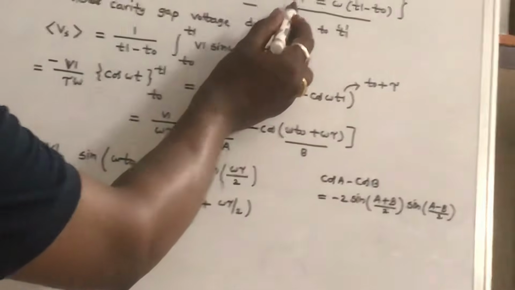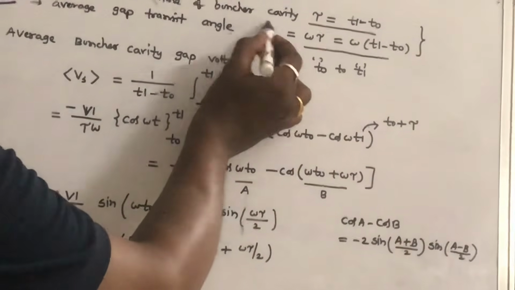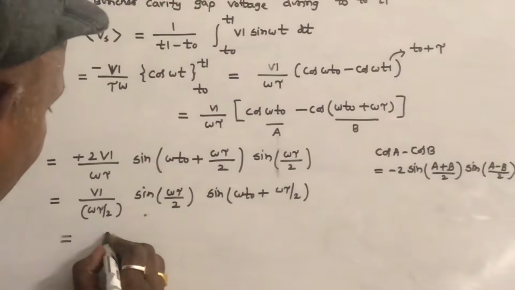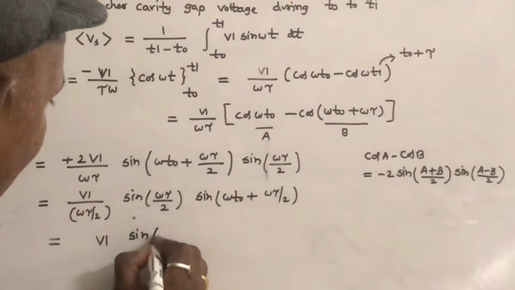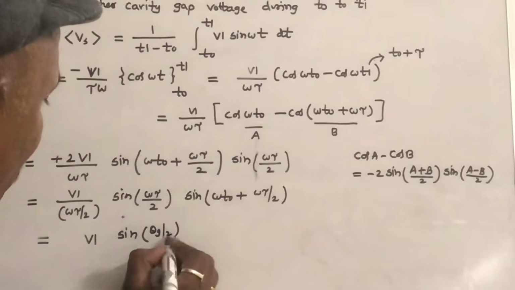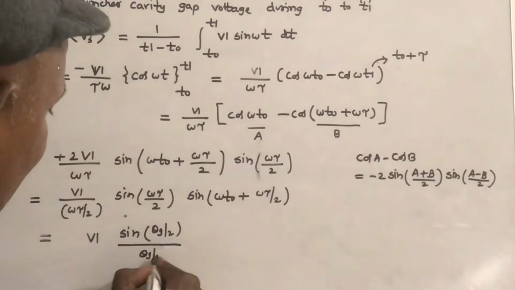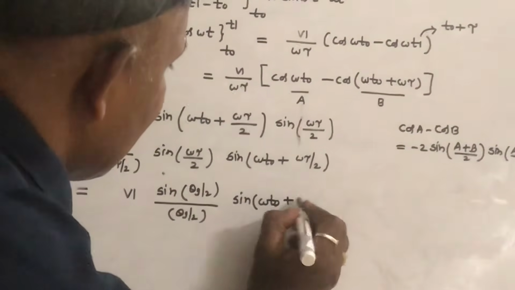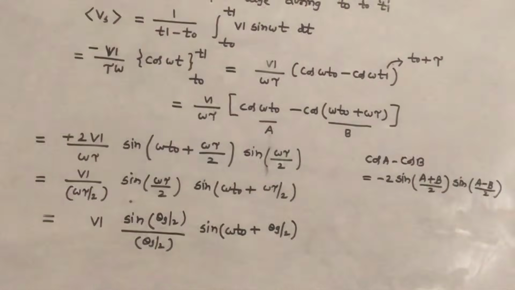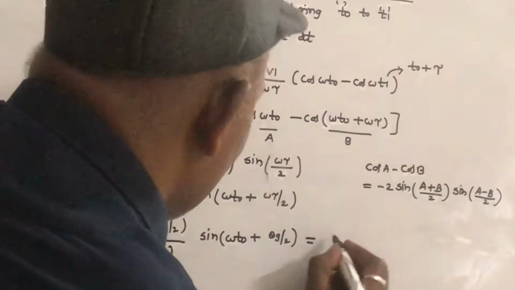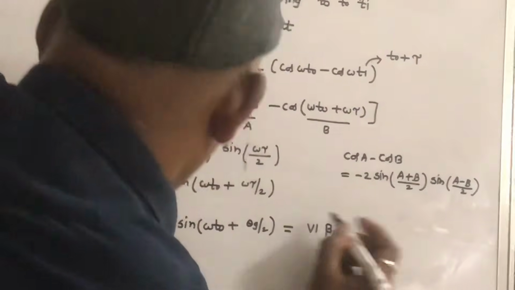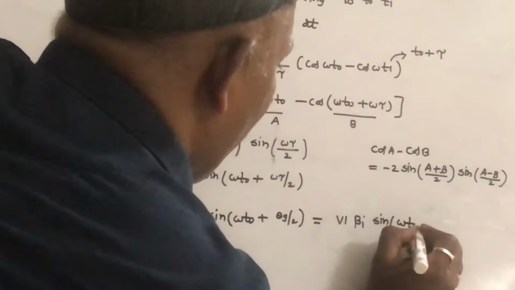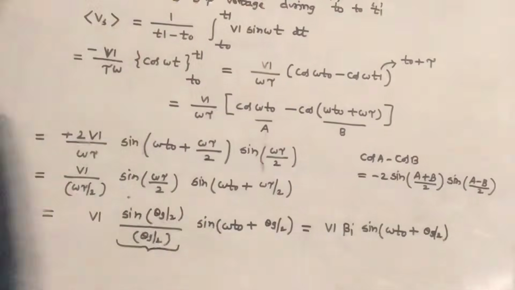Omega tau we have written it as, what is omega tau? It is written as the gap transit angle theta g. Substitute here. So we get V1 sine of theta g by 2 by, the denominator is also theta g by 2, into sine omega t0 plus theta g by 2. So this is further written as V1 beta I sine omega t0 plus theta g by 2.